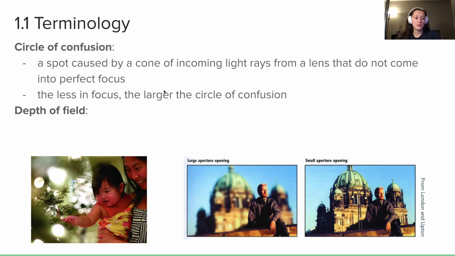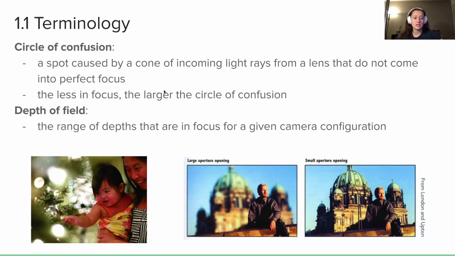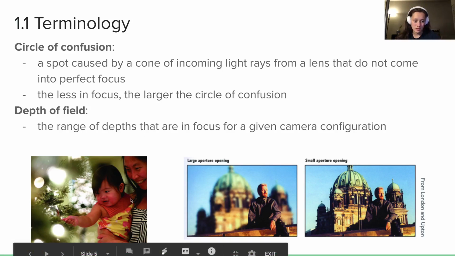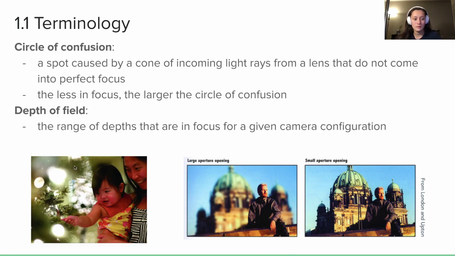Okay, and then depth of field. That is the range of depths that are in focus for a given camera configuration. So in this image, the depth of field would be kind of this depth that the baby and this woman are at, and then anything aside from where they are is not in the depth of field.